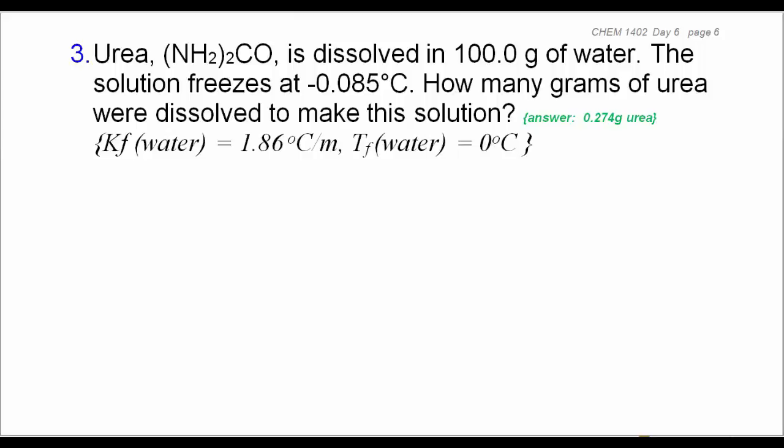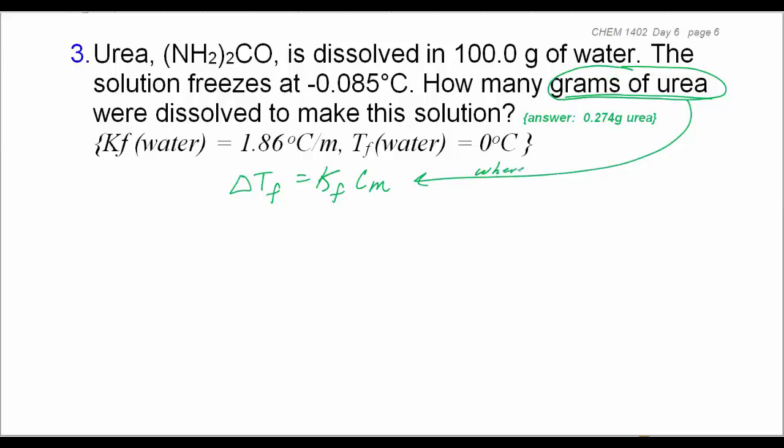Urea is dissolved in 100 grams of water. The solution freezes at negative 0.085. How many grams of urea were dissolved to make this solution? Okay, so we're after this freezing point depression. So we know this is a good place to start. All right. They are after how many grams of urea? This is what they want us to find. Now, where is that in here? Where is it at? It's in the molality. It's just in the wrong units, right?